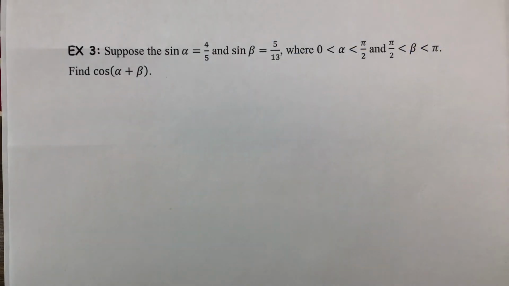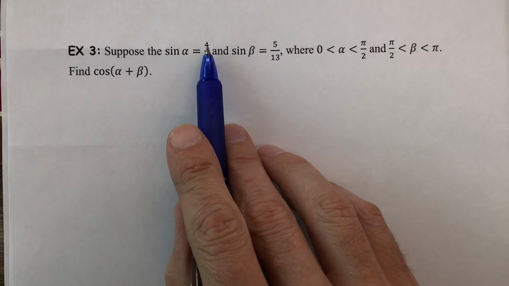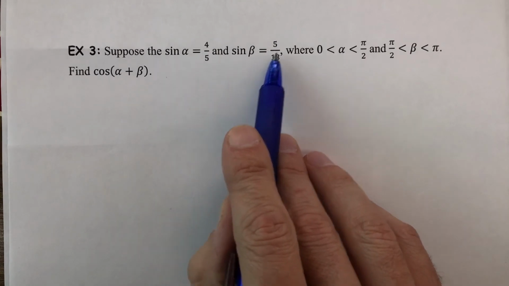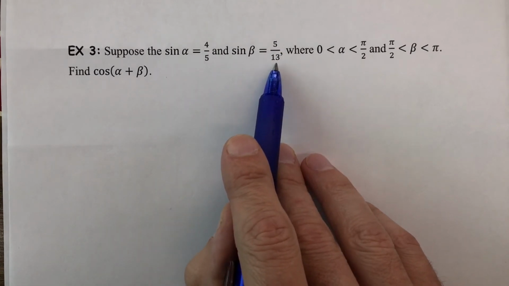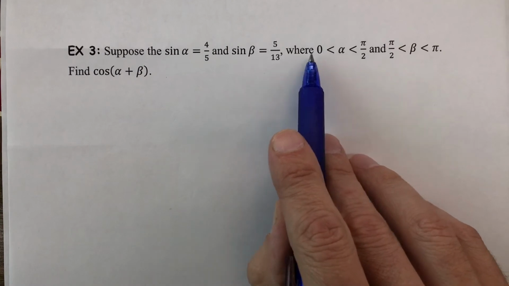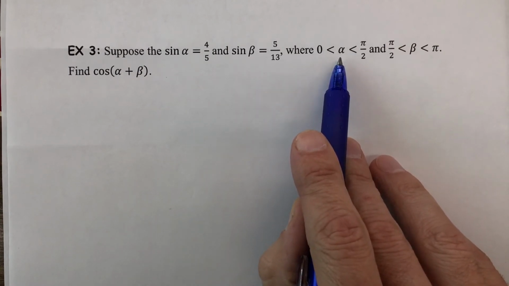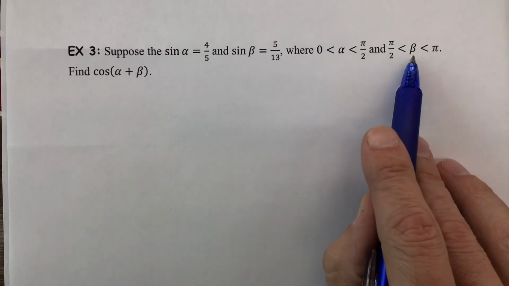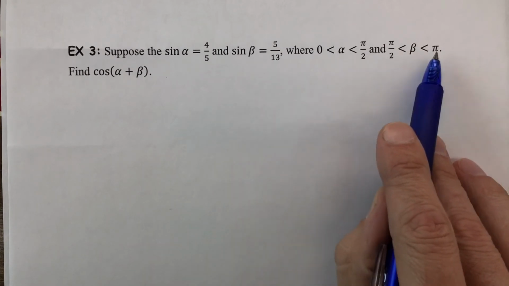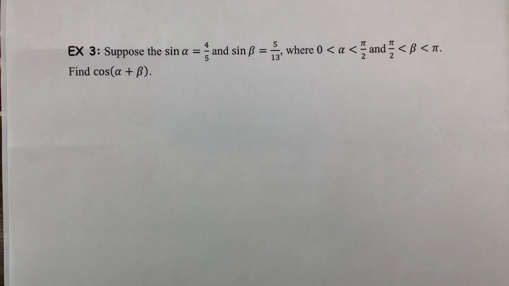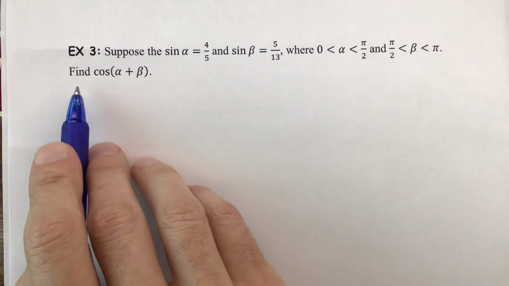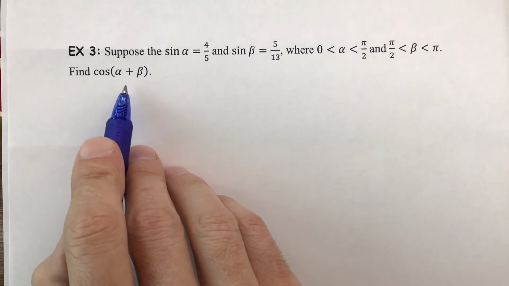Example 3: suppose that the sine of alpha is equal to 4/5, the sine of beta is equal to 5/13, and alpha sits between 0 and pi over 2. That would mean that alpha is a quadrant 1 angle, and beta sits between pi over 2 and pi. That means that beta is a second quadrant angle. What we want to do is find the cosine of alpha plus beta.